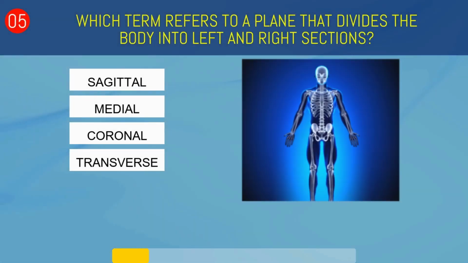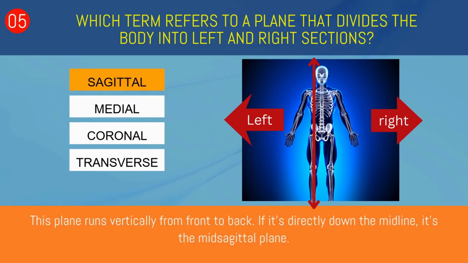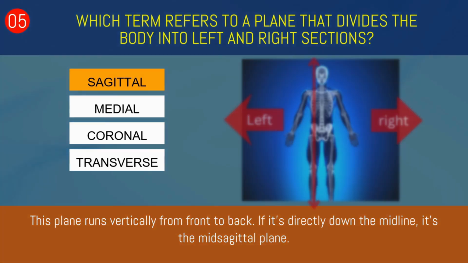Which term refers to a plane that divides the body into left and right sections? Sagittal, medial, coronal, or transverse? Sagittal. This plane runs vertically from front to back. If it's directly down the midline, it's the mid-sagittal plane.